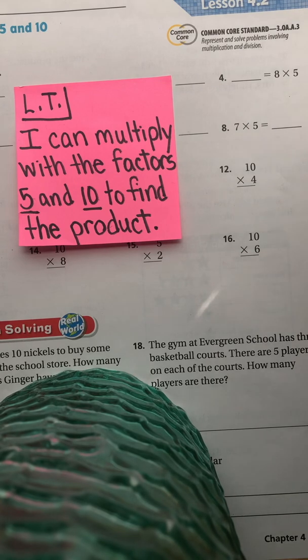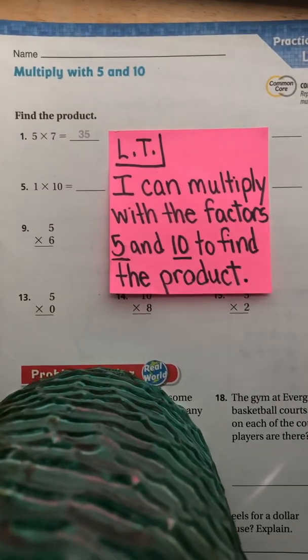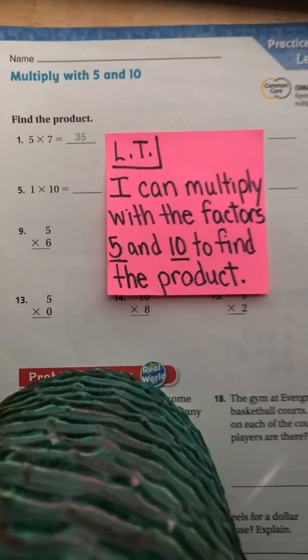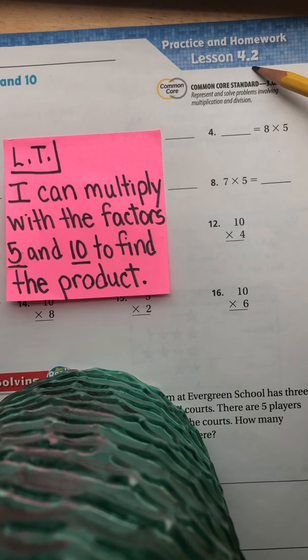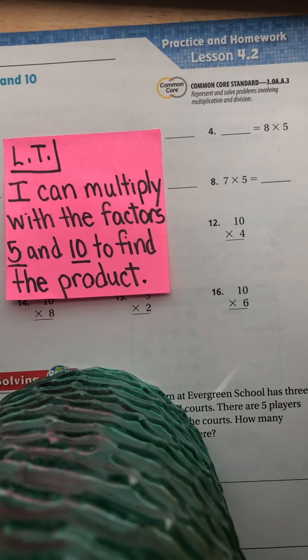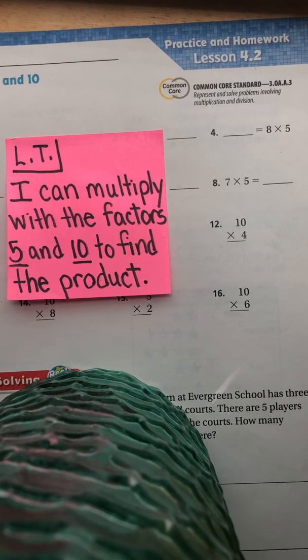I just got off Microsoft Teams with my class, but this video is for Mrs. Graham's class and Ms. Harling's class. You both have been assigned this homework. It is multiplying with 5 and 10. It's lesson 4.2 practice and homework, and it is page 201. So this is what I would like you all to be doing tonight for homework. I am going to start it with you, and then you will do the rest on your own.